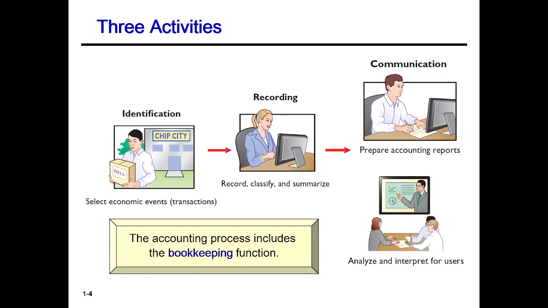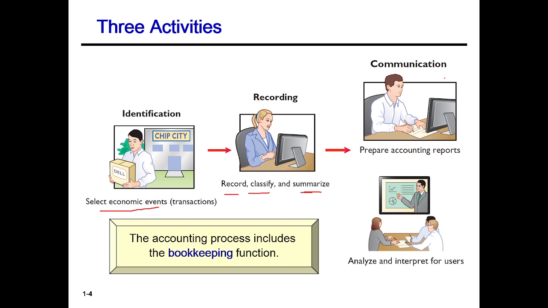These 3 basic activities: first one, identification. Thus identification selects economic events. Later on we will discuss selective economic events in our next slide. And recording means record, classify and summarize. Record means the journal entries; by using journal entries we record these transactions. Classify is the ledger accounts. And summarize is the trial balance.